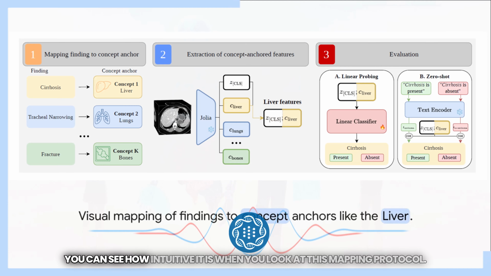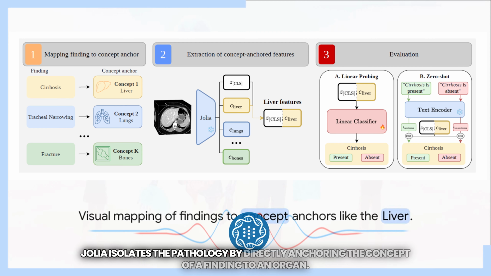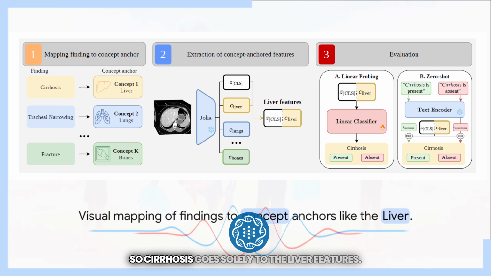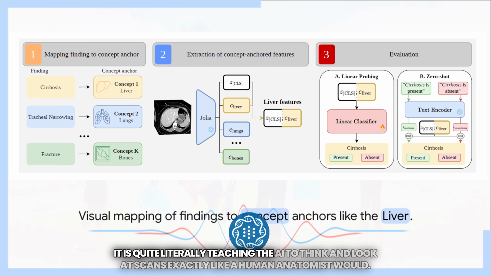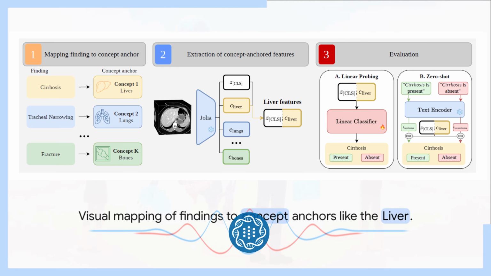You can see how intuitive it is when you look at this mapping protocol. Jolia isolates the pathology by directly anchoring the concept of a finding to an organ. So cirrhosis goes solely to the liver features. Tracheal narrowing is anchored solely to the lungs. It is quite literally teaching the AI to think and look at scans exactly like a human anatomist would.